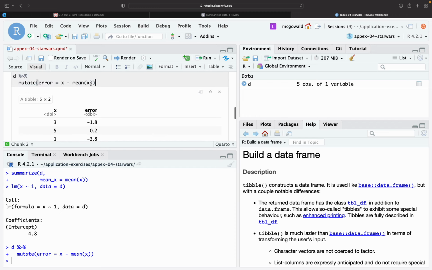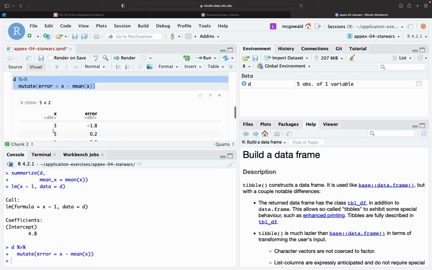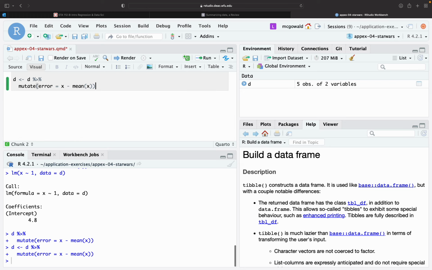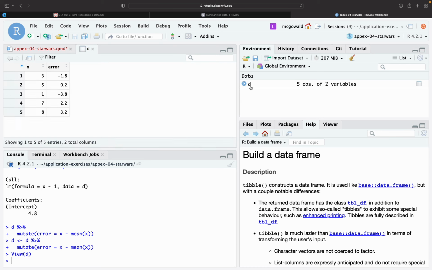And so that got me the error. You'll notice that if I look up here, this object D still just has 5 observations and 1 variable. All this did was output a data frame with those 2 variables, but I haven't actually saved it. If I wanted to save this as something, what would I do? Yes, the arrow, exactly. I could assign it to an object, and I could even overwrite this object D and have it now have 2 variables. And so now if I look up in my environment, I notice that D has 2 variables, x and error.